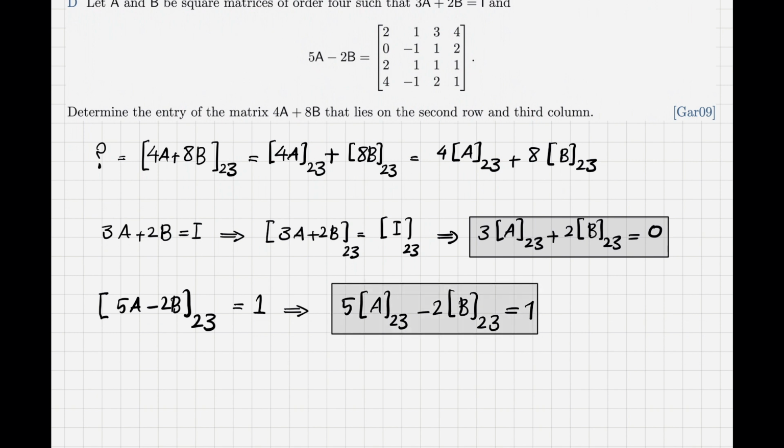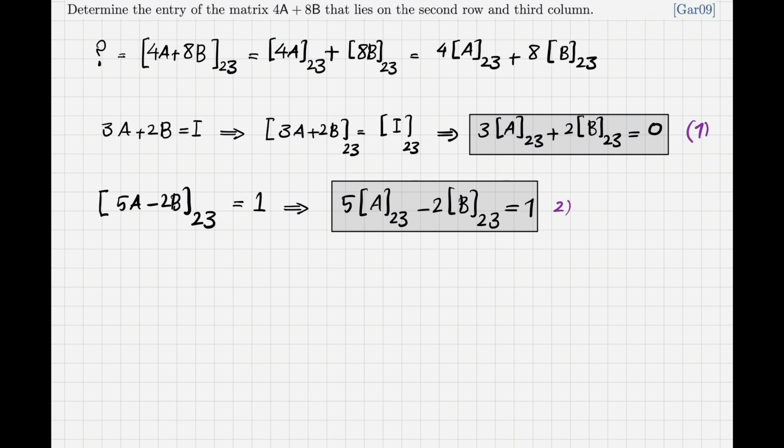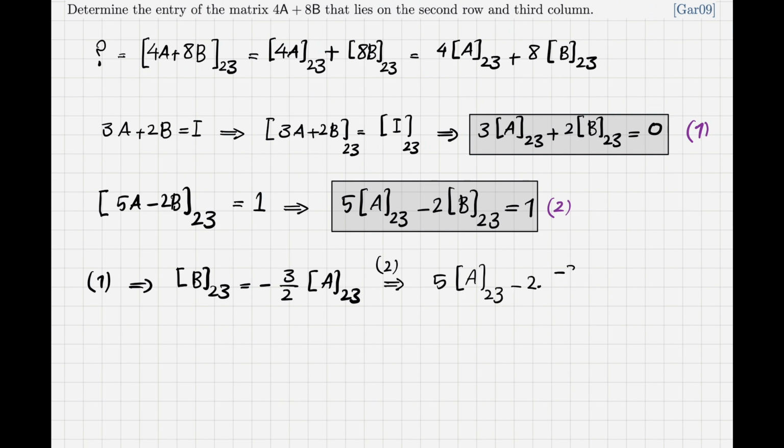And then you suddenly see that this is a system of two equations between two numbers. One number is this entry and the other number is this entry. So for example, I can use the method of elimination or substitution to solve this system. Let me call this one number 1, and this one number 2. From number 1 I can immediately realize that the entry b 2,3 is equal to minus 3 over 2 times the entry a 2,3. I took this to the right hand side and divided by 2, so I get that expression. And then I go here and replace this with what I got. So I will use number 2: 5 times this entry minus 2 times minus 3 over 2 a 2,3 is equal to 1.